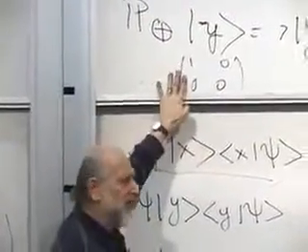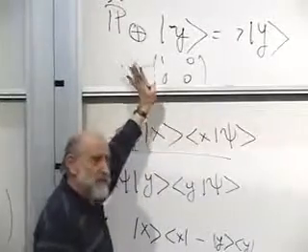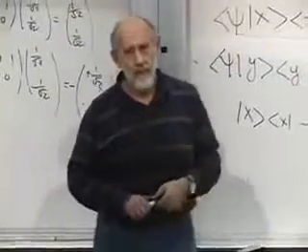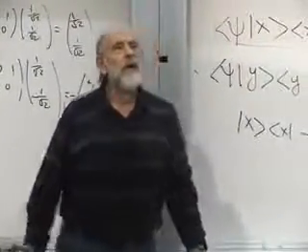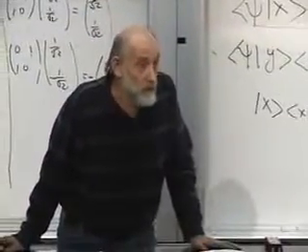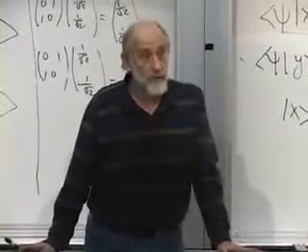Your comment is right. You could have defined the observable this way, and then the expectation value of it would be the probability. But the output would be 1 or 0, not the probability. The output of the experiment would be 1 or 0.